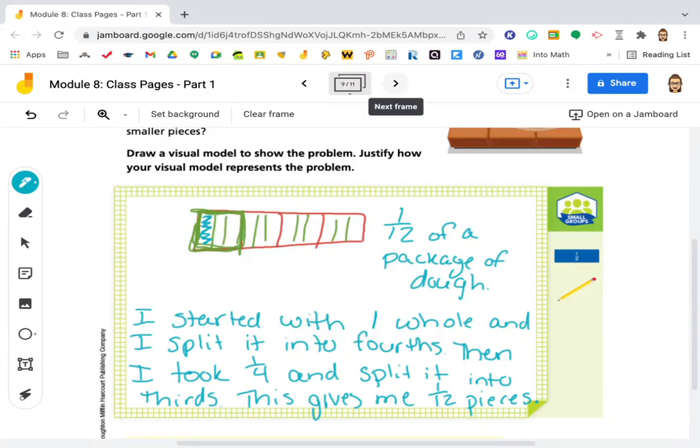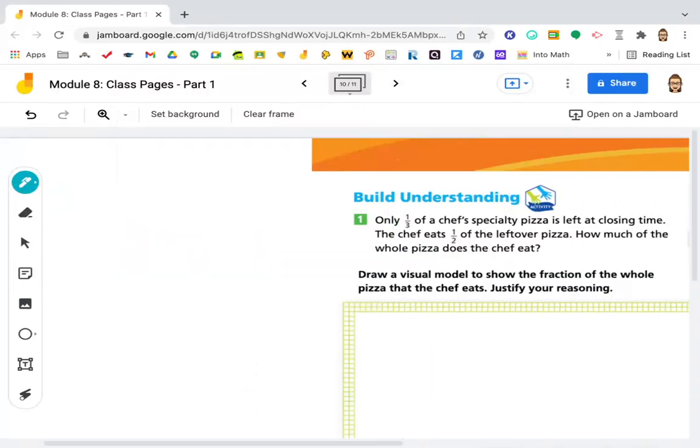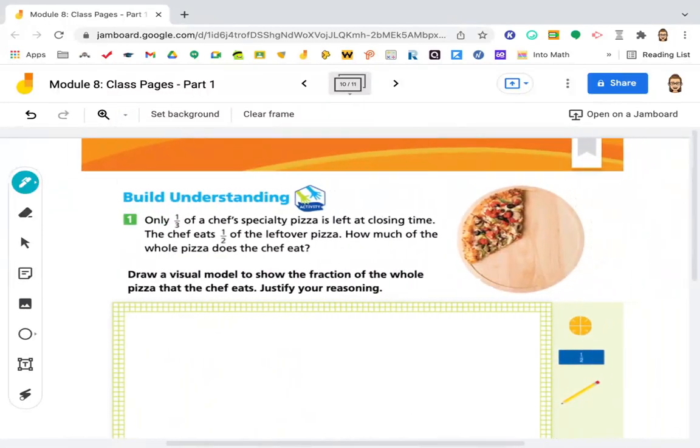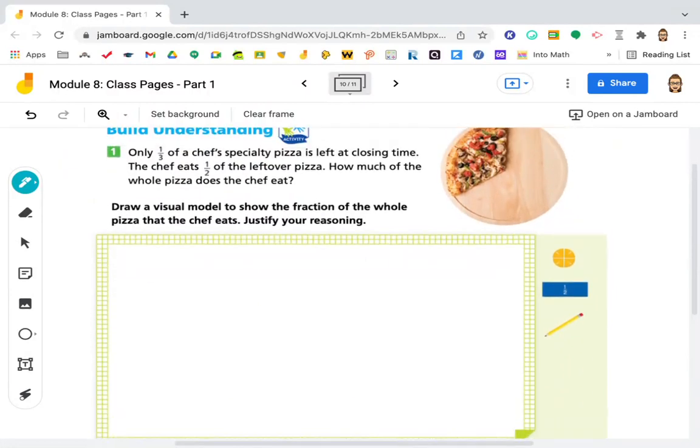I'm going to go to the next page. So it says, only 1/3 of a chef's specialty pizza is left at closing time. The chef eats half of the leftover pizza. How much of the whole pizza does the chef eat? Draw a visual model to show the fraction of the whole pizza the chef eats. Justify your reasoning.